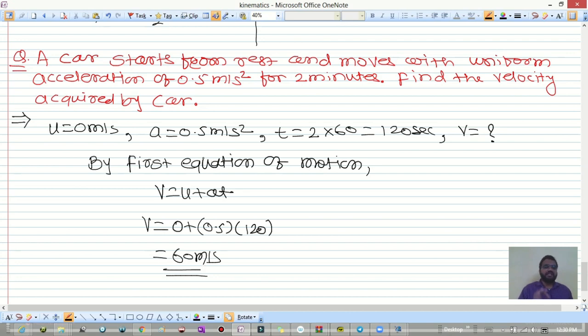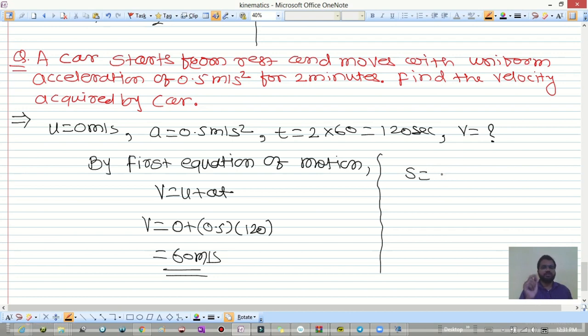See, we can use each and every equation. No problem with that. Some of you will use the second equation of motion, so s is equal to ut plus half at squared. But from that you will get the displacement, and we want the velocity, right? No problem. If you find displacement also, no problem. So s is equal to ut plus half at squared.